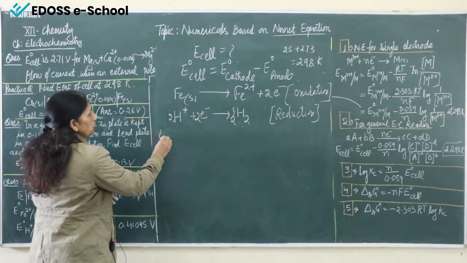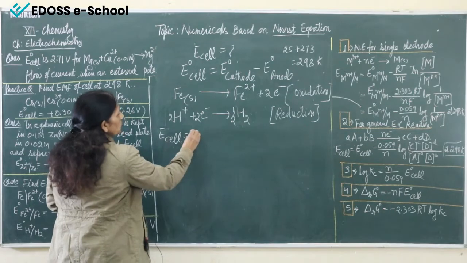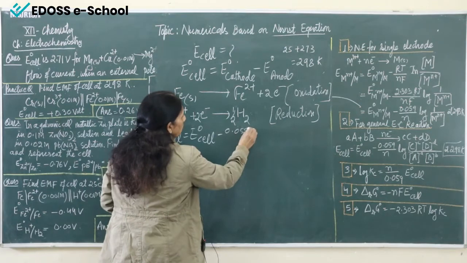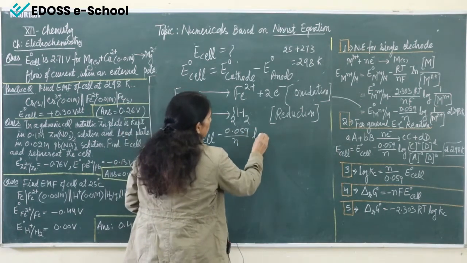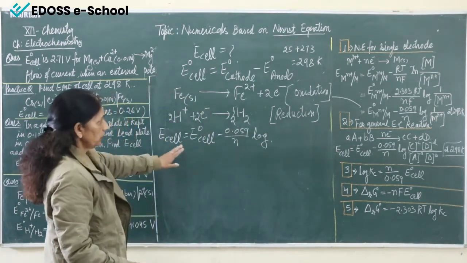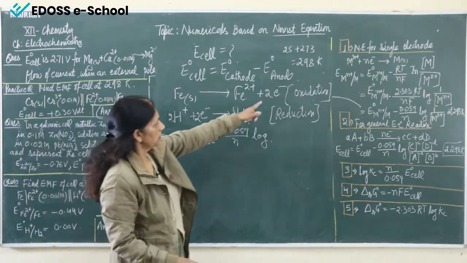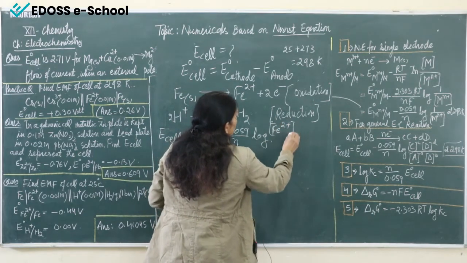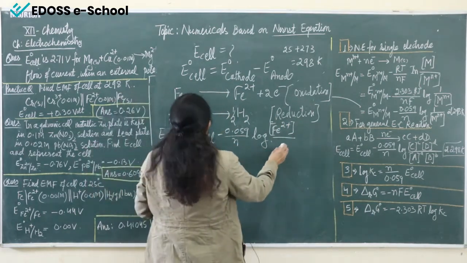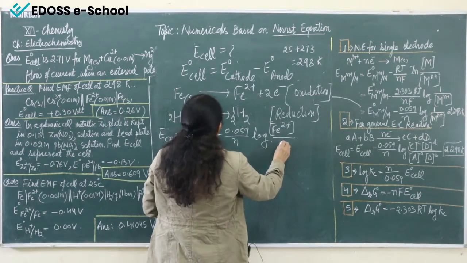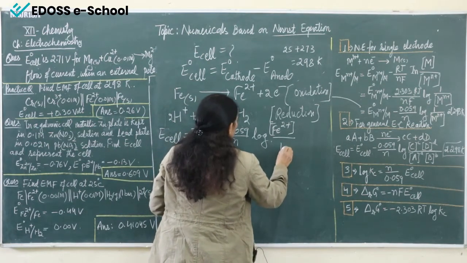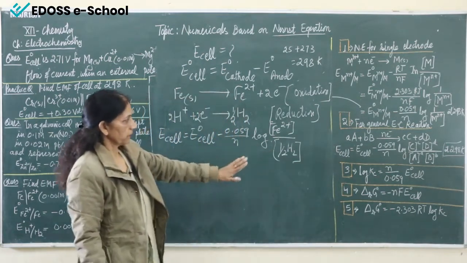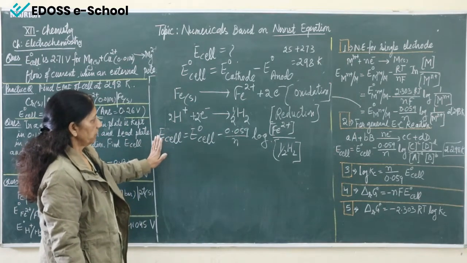Now in the same way we will write the formula. What is the formula? E of the cell is equal to E naught of cell minus 0.059 upon n log. Now this is Fe2 positive and this will be half H2. So this is the hydrogen half H2 concentration. Now you can put the value.